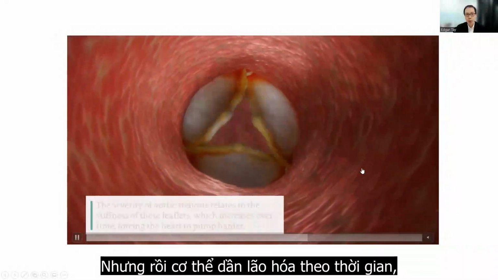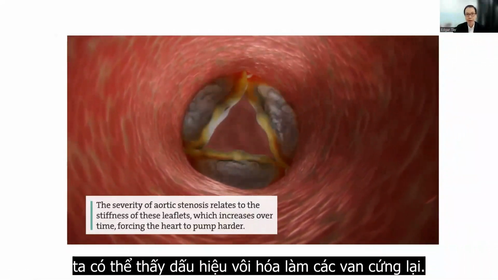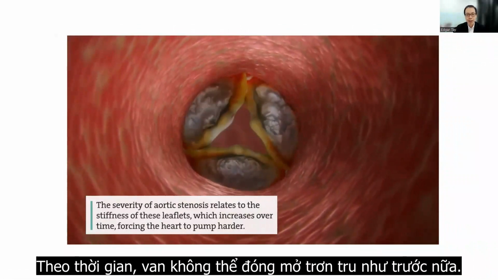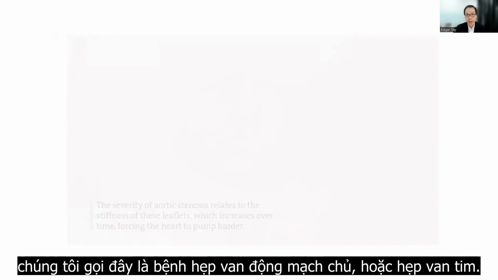But over time, wear and tear can occur, and you can see that calcium formation and hardening of the valves occur. And over time, you can see that the valves cannot open very smoothly anymore. And this is what we call aortic stenosis, or narrowing of the heart valves.